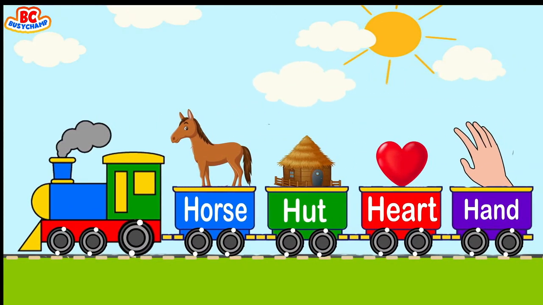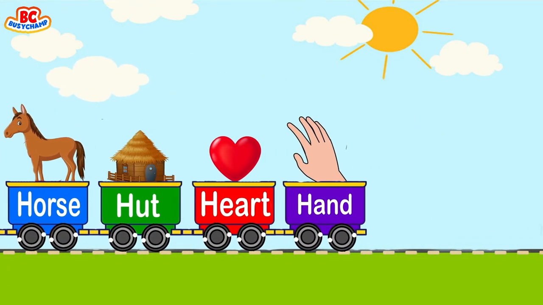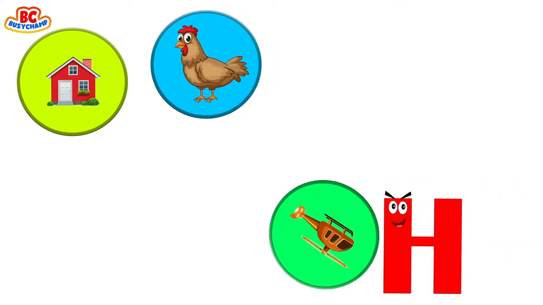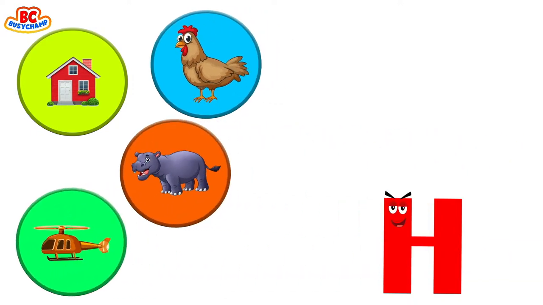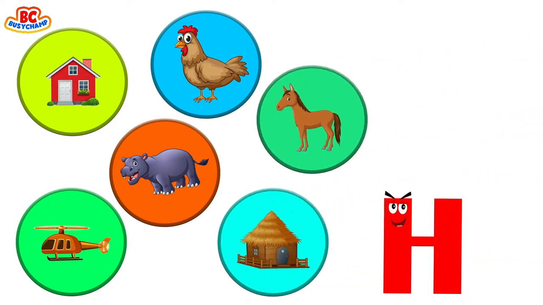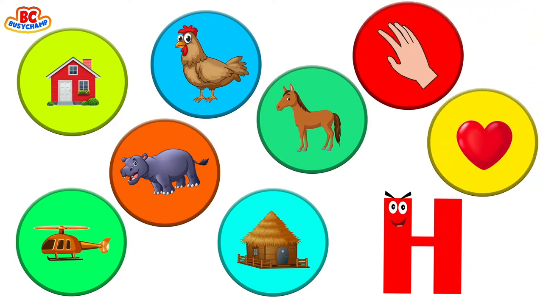Let's revise the words with the letter H. Horse, hut, heart, hen. H: house, hen, helicopter, hippo, horse, hut, heart, hen.